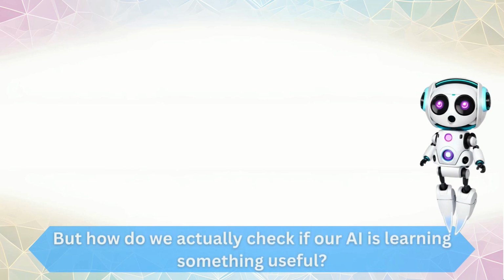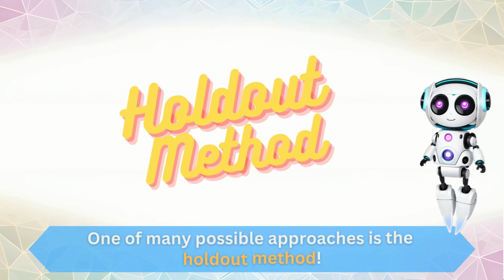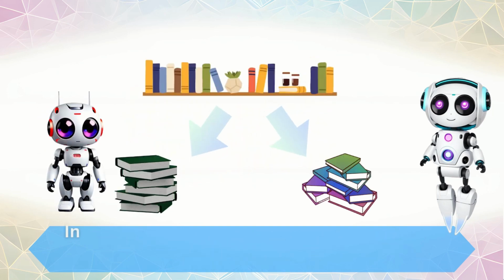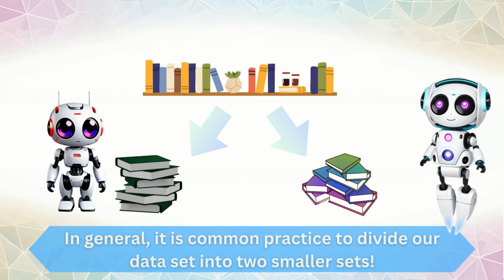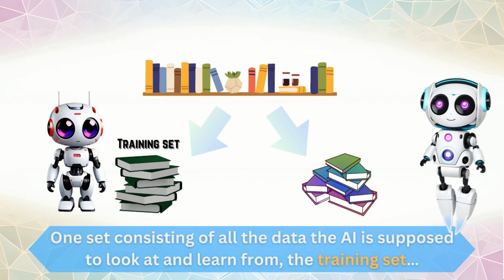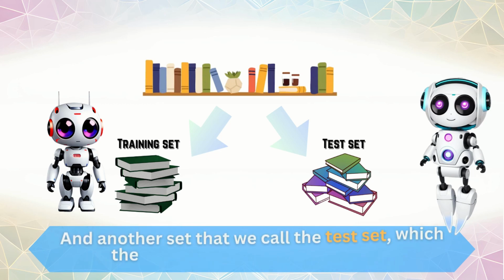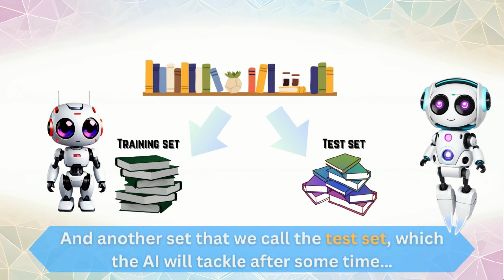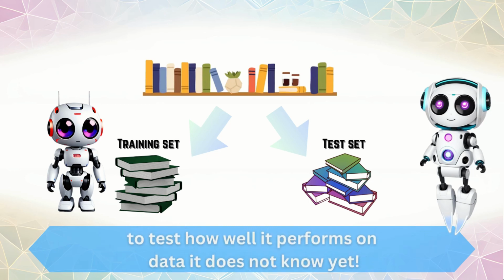But how do we actually check if our AI is learning something useful? One of many possible approaches is the Holdout method. In general, it is common practice to divide our dataset into two smaller sets. One set consisting of all the data the AI is supposed to look at and learn from, the training set, and another set that we call the test set, which the AI will tackle after some time to test how well it performs on data it does not know yet.